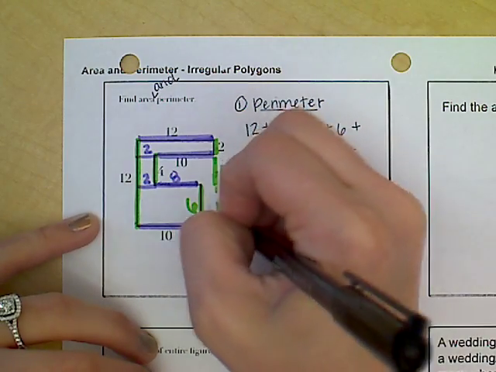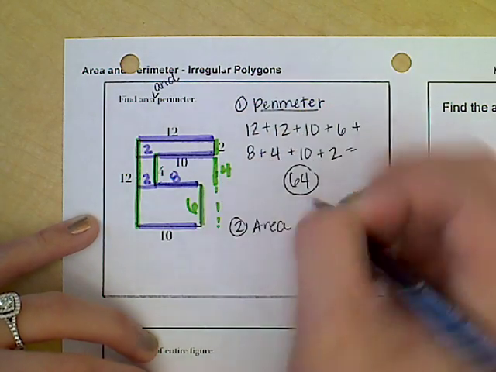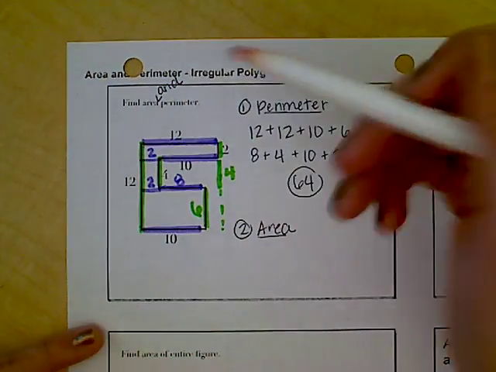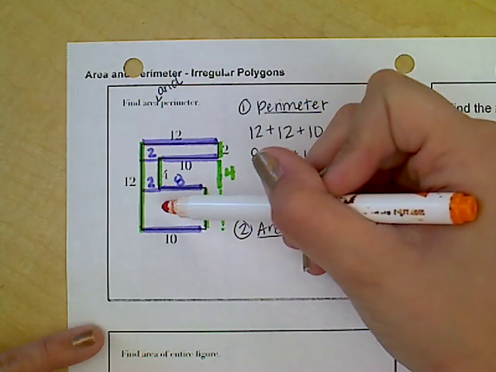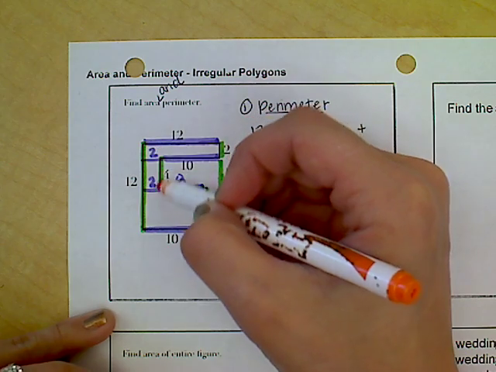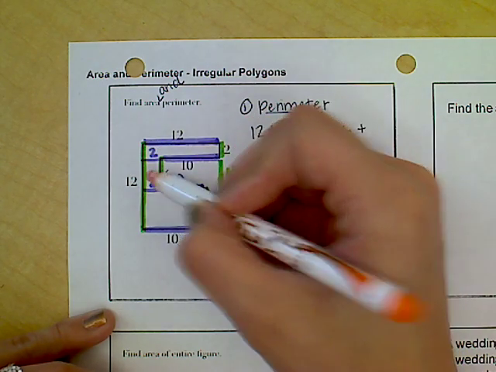Now area, now that we've found those missing distances, that should be really easy. So to find the area, you need to find the area of each of these smaller pieces. You see how it's split into 3 rectangles now? Now you could split it any way you want. Maybe you split it down here, so you had a rectangle here, here, and here.